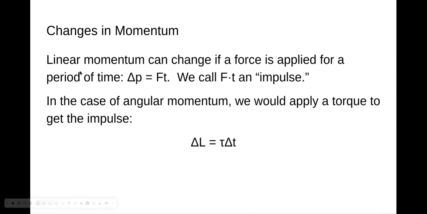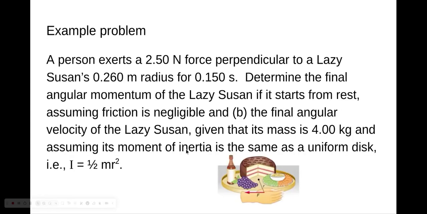So linear momentum can change if you apply a force over time. We call that an impulse. In the case of angular momentum, what you do is you apply torque over time. So a change in angular momentum is equal to torque times the amount of time that it's applied. Now, torque is a vector, and so we've got to pay attention to which direction it is, as opposed to which way the object was originally moving.